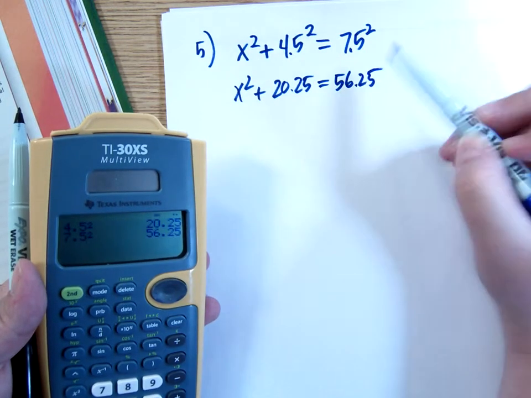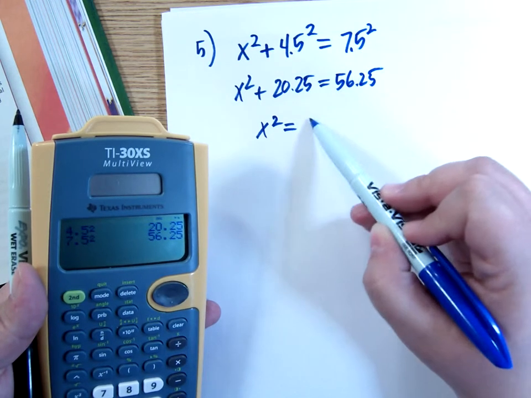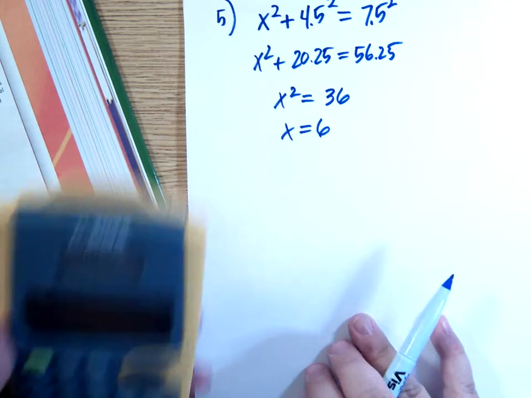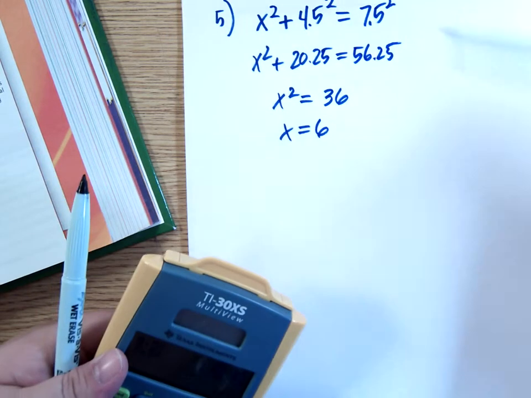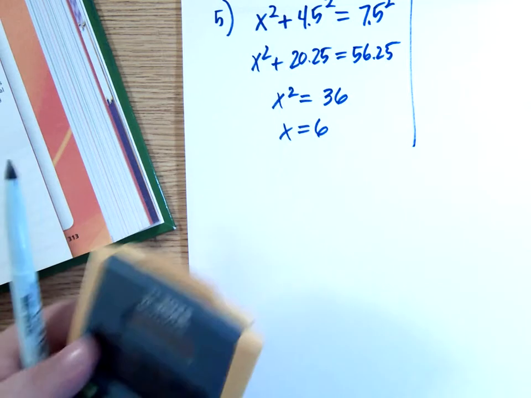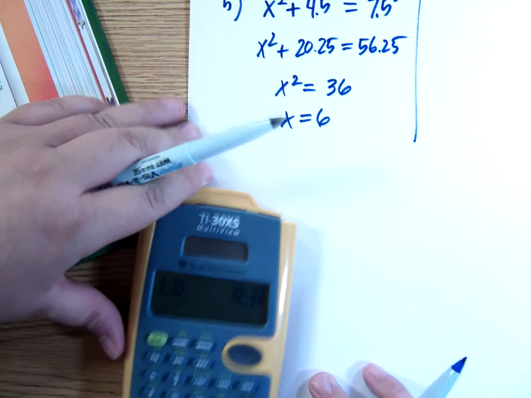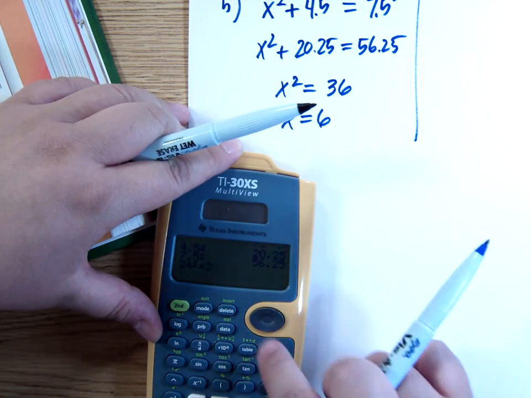And I'm going to subtract. So I get x squared equals 36. x is 6. So x is a whole number, but 4.5 is not, and neither is 7.5. So it's still not a Pythagorean triple. Number 6. I have the two legs there. 24 and 32 are legs. So I'm just going to do 24 squared plus 32 squared.